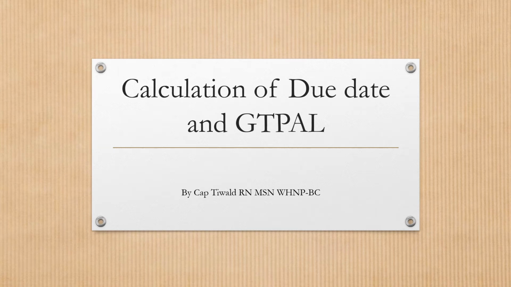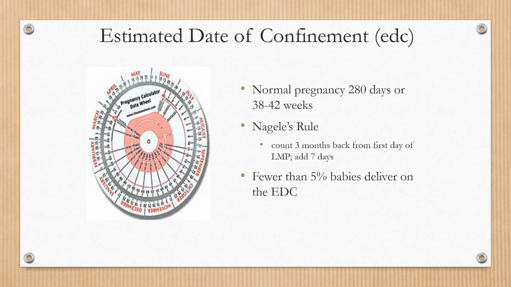Welcome back, and we're going to do this video on the calculation of due date and something called GTPALs. So let's get started. When figuring out a due date, we say that pregnancy is a normal 280 days, or you complete 9 months and begin the 10th month, and that a normal gestation period is from 38 to 42 weeks. We call it right in the middle, 40 weeks, that you need to go 40 weeks is the normal. We'll say, though, a normal development is anywhere from 38 to 42 weeks.